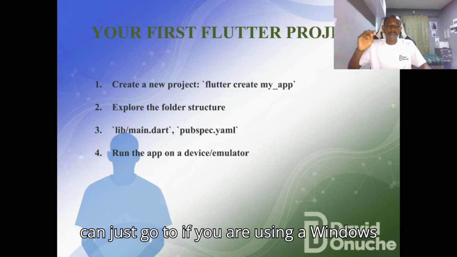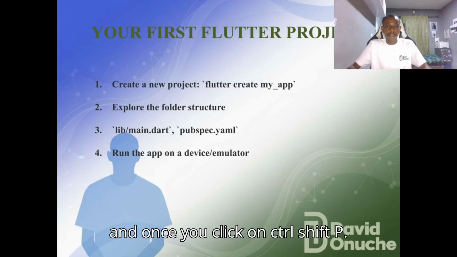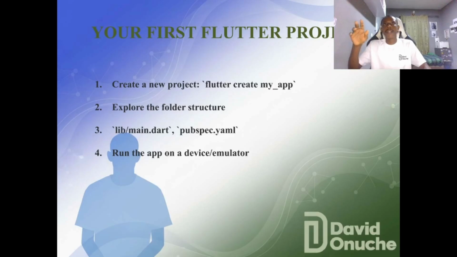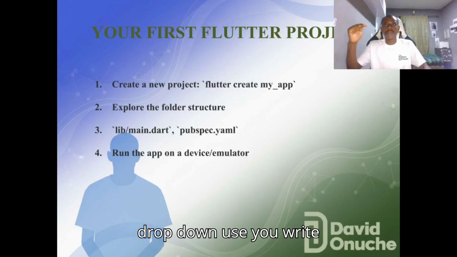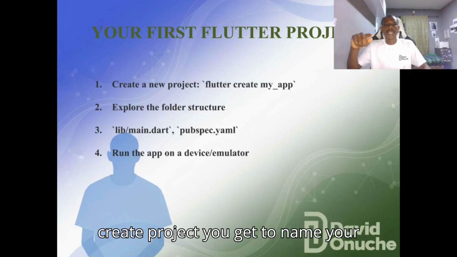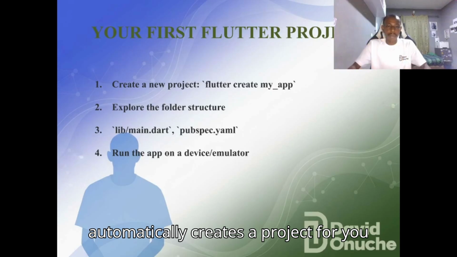Or, if you are using a Windows system, you click on Ctrl Shift P, and you'll see a drop down. Once you get a drop down, you write Flutter. Once you write Flutter, you select create project. Once you click on create project, you get to name your project, and after naming your project, it will automatically create a project for you.